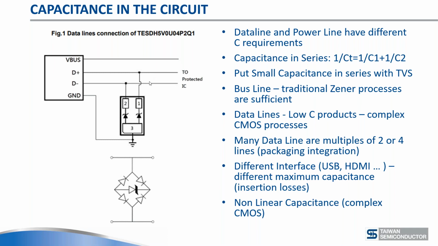Capacitance here, of course, being insertion loss, and the 0 and 1 being distorted and no longer being recognized because of the capacitance of the TVS. So what happens here is you put a TVS line in series. You put a small capacitor in series with the TVS here.